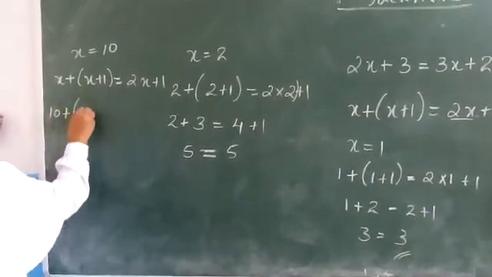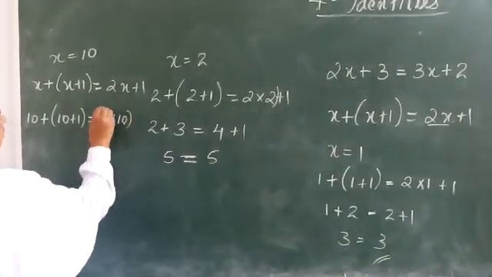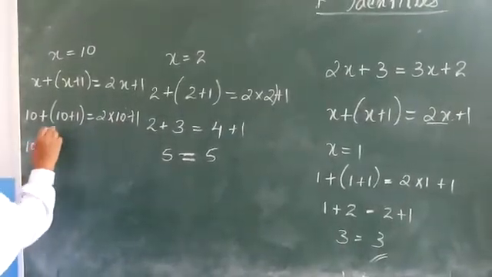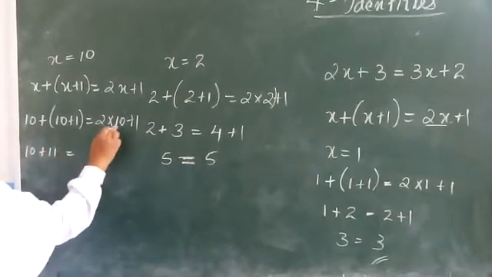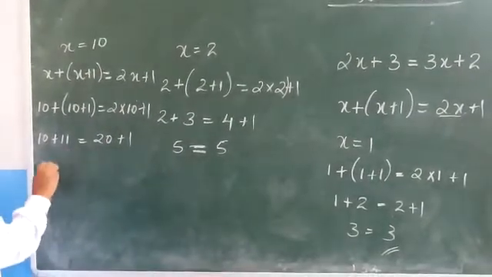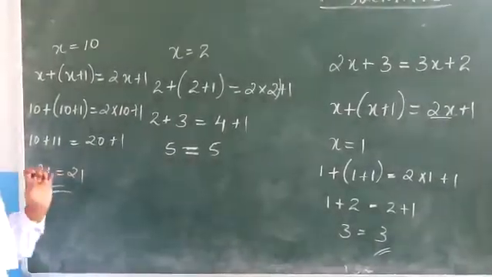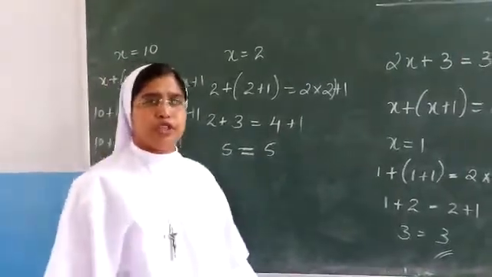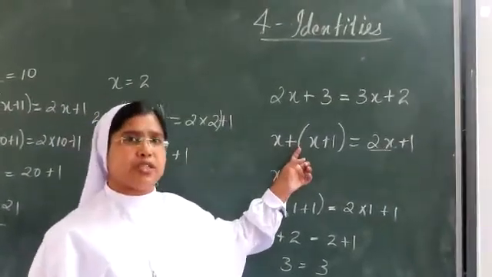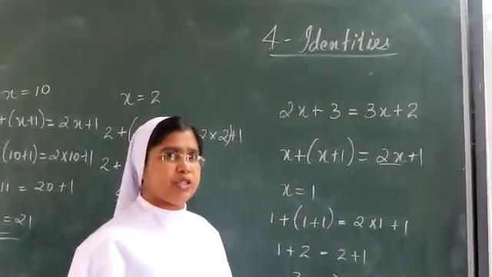10 plus 1 is equal to 2 into 10 plus 1. Okay. So 10 plus 1, 11. 2 into 10, 20. 20 plus 1. Here 10 plus 1, 11. Here 20 plus 1, 21. So this is 21 is equal to 21. It is true. So for any value of x that we give, this equation is satisfied. These are called identities. Hope it is clear to you. We will see the rest of the problems in the next class.